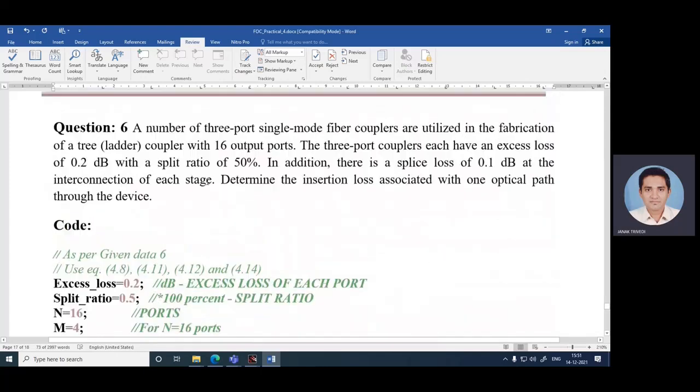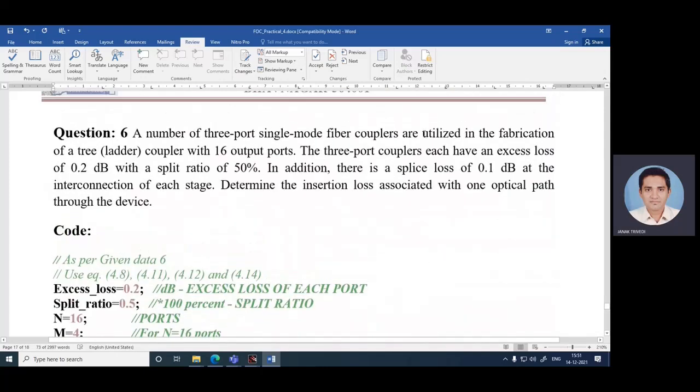Example 6: a number of 3-port single-mode fiber couplers are utilized in the fabrication of a 3-stage ladder coupler with 16 output ports. The 3-port couplers each have an access loss of 0.2 dB with a split ratio of 40%. In addition, there is a splice loss of 0.1 dB at the interconnection of each stage. Determine the insertion loss associated with one optical path through the device.